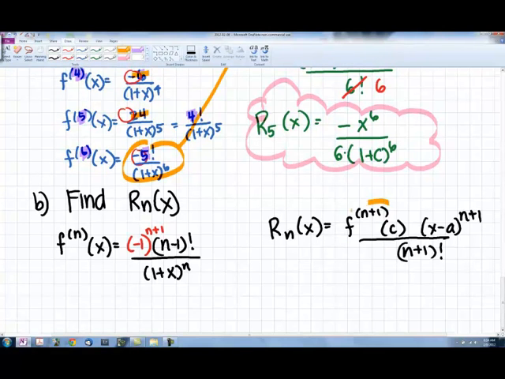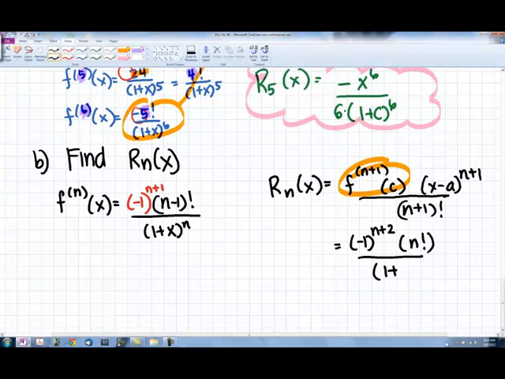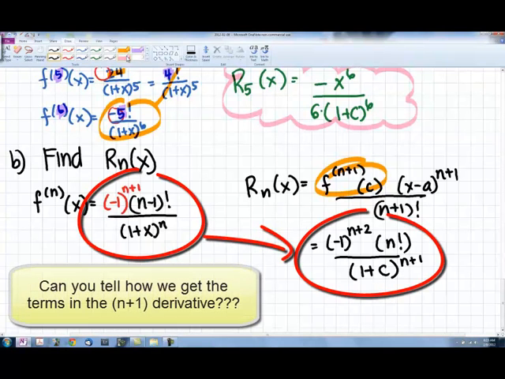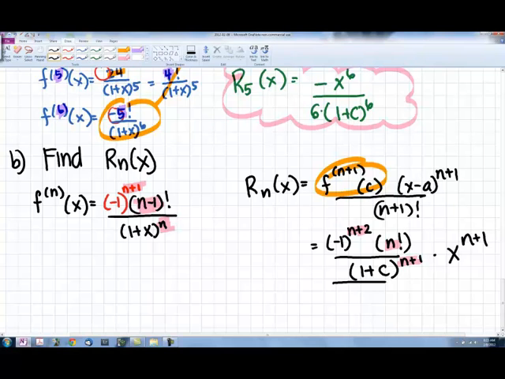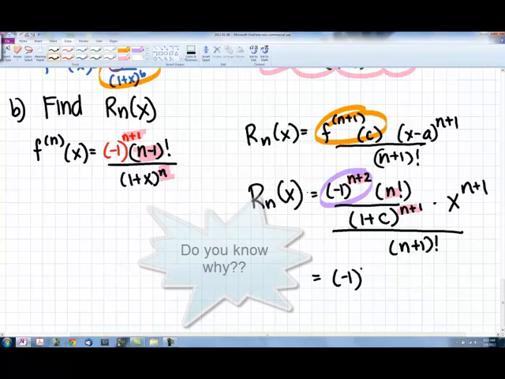So what I need to do now is really just plug in this stuff for my n plus 1 derivative, which is going to make it negative 1 to the n plus 2 n factorial over 1 plus, and I'm going to write a c in here because I want f of c, 1 plus c to the n plus 1. Okay, and then on this problem, a was equal to 0, so that's times x to the n plus 1 all over n plus 1 factorial. Now, whenever you have negative 1 to the n plus 2 power, that's actually the same as saying negative 1 to the n power.